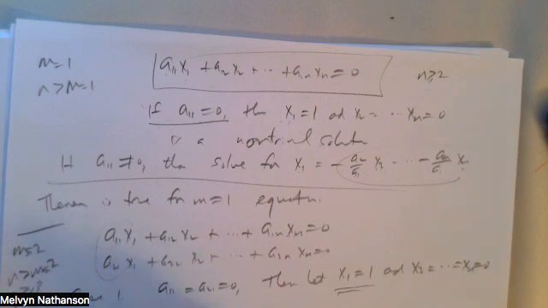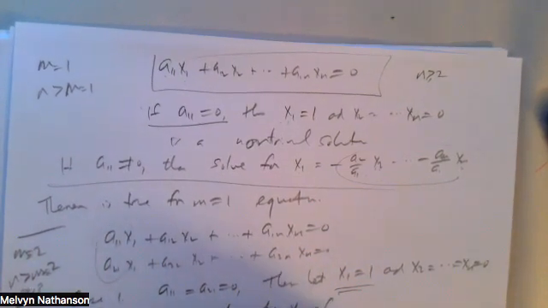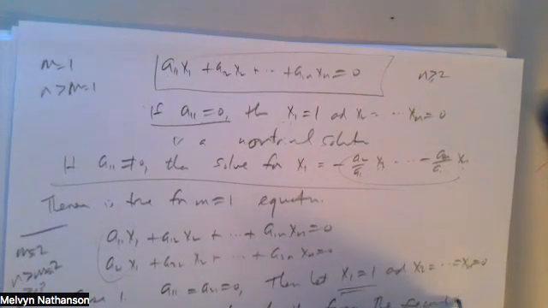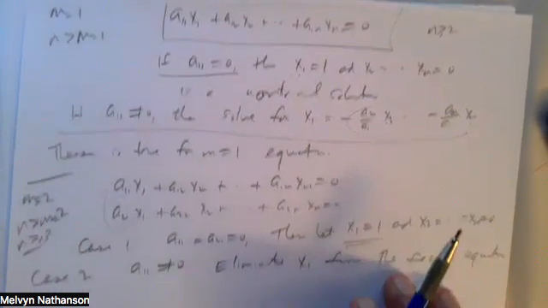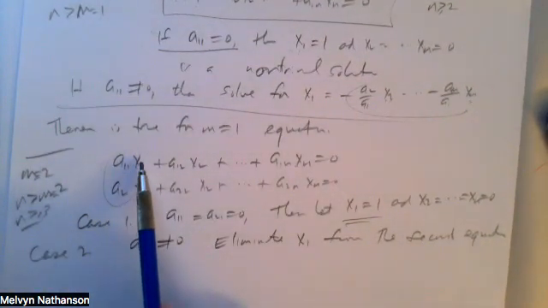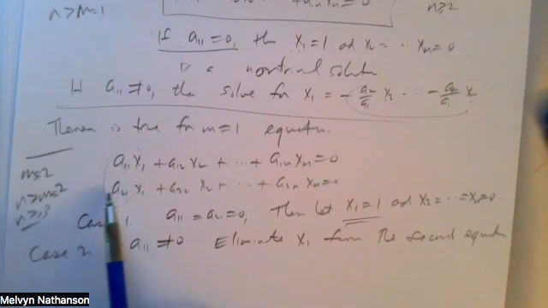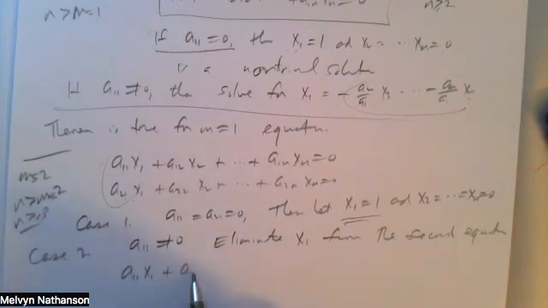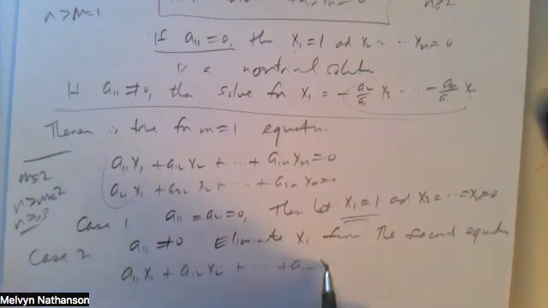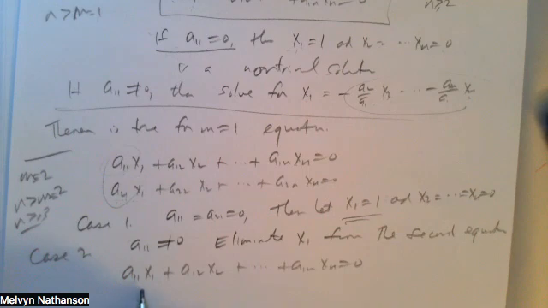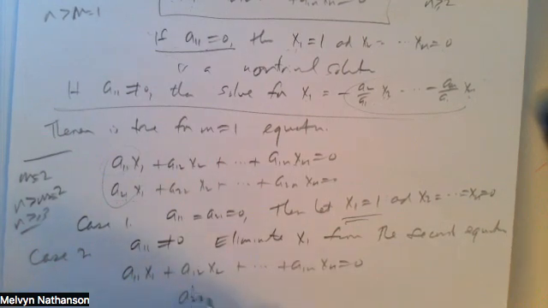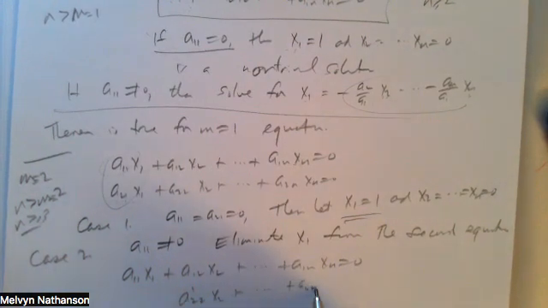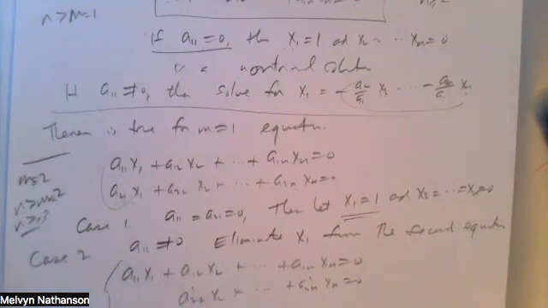If it's not 0, you can eliminate x1 from the second equation by Gaussian elimination. Just subtract a multiple of the first equation from the second to get rid of x1. So now your system of equations looks like a11x1 plus a12x2 up to a1n xn equals 0. In the second equation, there's no x1 variable. You do have a22 prime x2 up to a2n prime xn equals 0. So the system of equations looks like this.